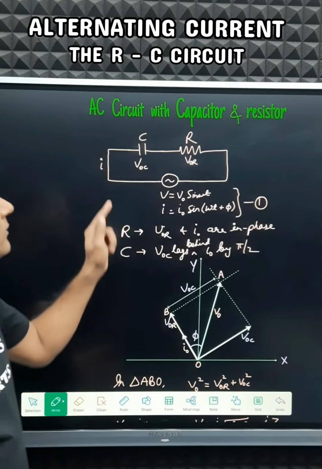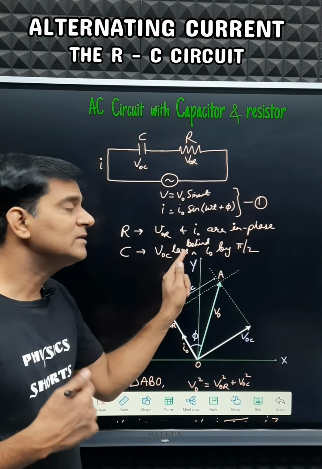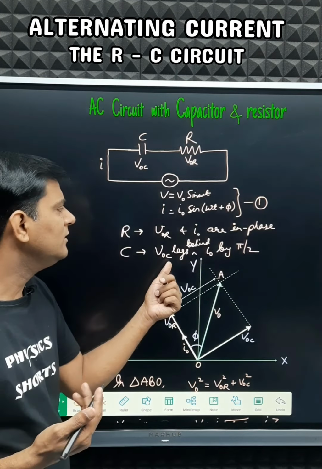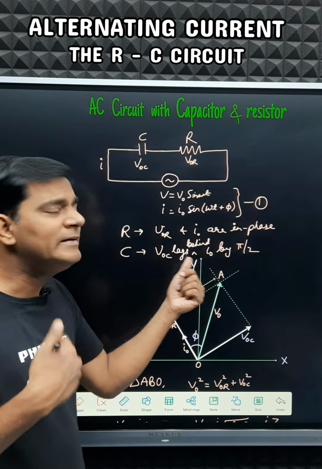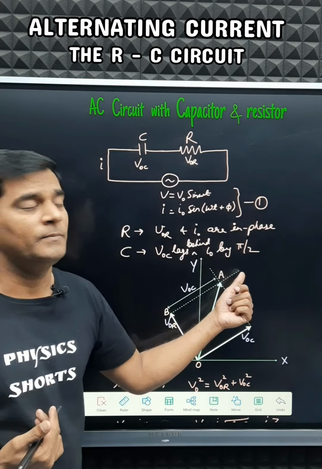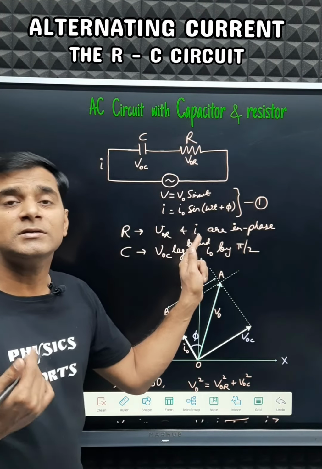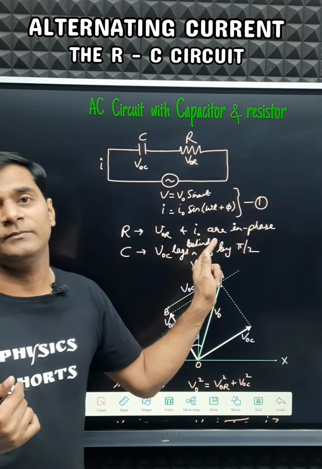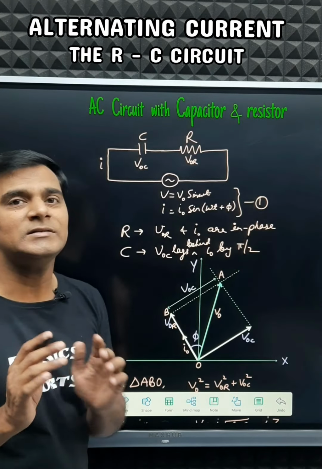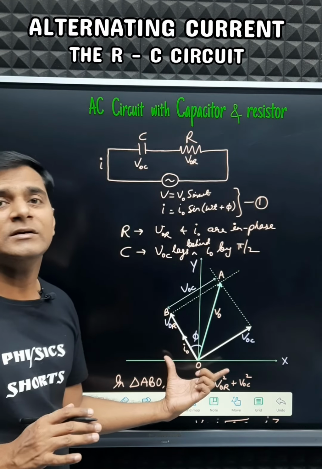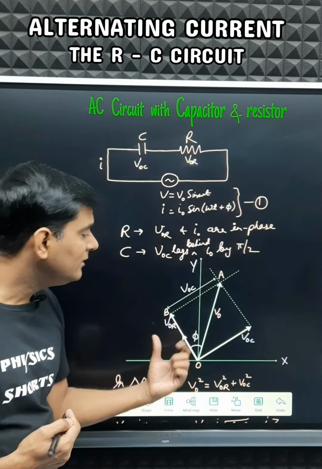Here, in case of the capacitor, the voltage lags behind the current by angle π/2, and we can also say the current leads the voltage by angle π/2. In case of the resistor, the voltage across the resistor and the current are in phase. That is, the phase difference will be what? It is 0.